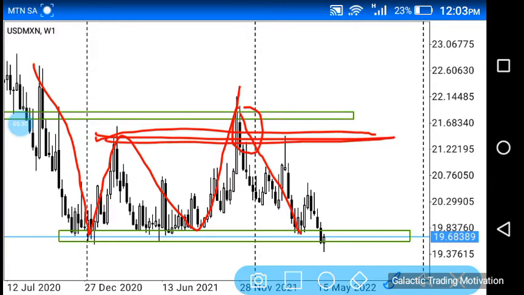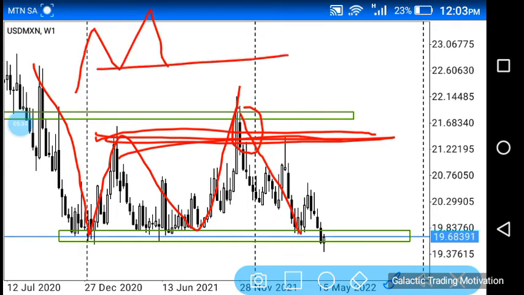One of the reasons why this neckline did not hold is because we have an opposing M structure, which also has a neckline in the same region, right? That explains why we saw price breaking the neckline here and never really pushing up further, but rather going down.